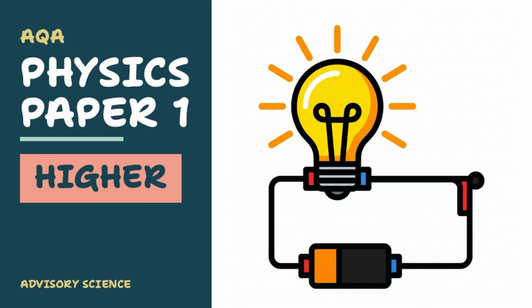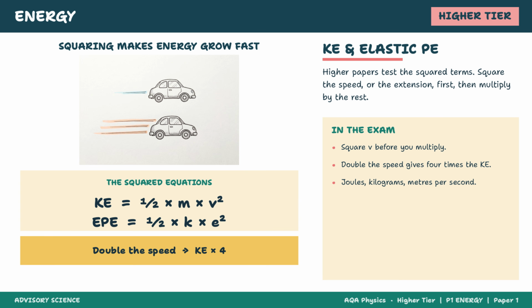Combined Science Higher Tier. This is your standalone for Combined Higher Tier. It builds directly on top of the foundation. Energy. For those taking the higher tier paper, examiners will rigorously test your calculator skills using the squared symbols in the kinetic and elastic potential energy equations. If a moving object doubles its speed, its kinetic energy quadruples because 2 squared equals 4. You must square the velocity first before multiplying any other part of the formula.